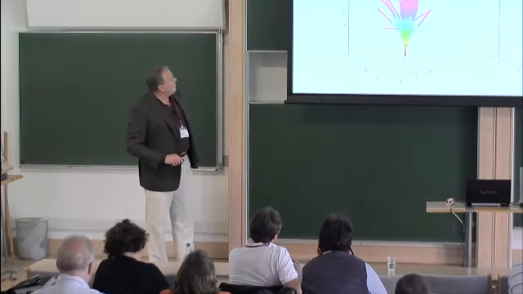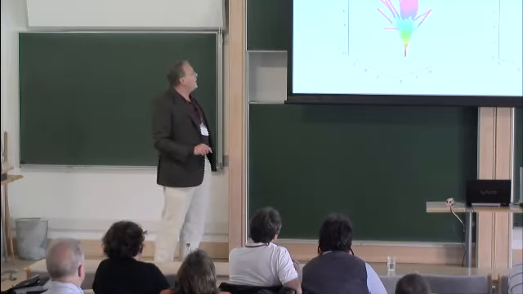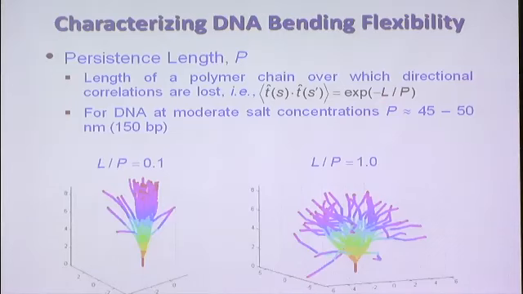So we tend to characterize DNA bending flexibility in terms of a quantity called the persistence length. Here, the symbol P. Elsewhere in the talk, I think it has the symbol L sub P. And essentially the persistence length is a measure of a correlation length over which the directionality information in a polymer chain is lost. And so I think everyone here knows that this is about 45 to 50 nanometers for DNA at moderate salt, about 150 base pairs.